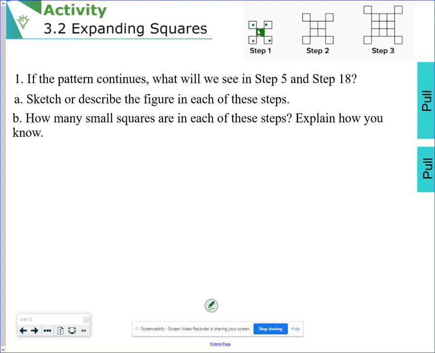Step 2 is this in here, and I know I just colored over the lines, but that's a 2 by 2 square. And in step 3, I guess I won't color it in, I'll just outline it. That's a 3 by 3 square, right? So I know it's asking what I would see in step 5 and what I would see in step 18. Not asking how many there would be. But in step 5, it would have a 5 by 5 square plus the 4 in the corners, right?